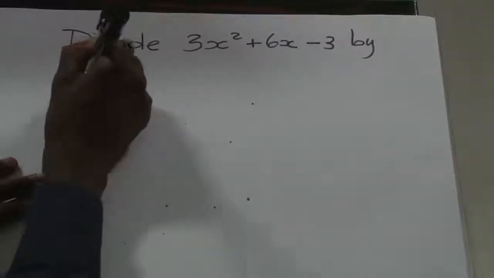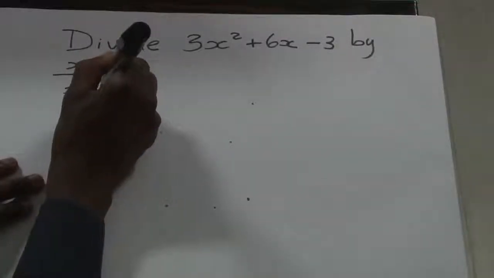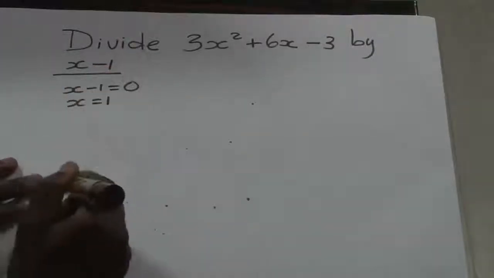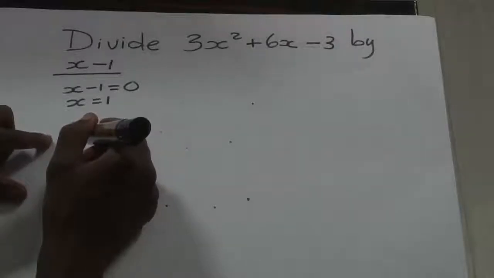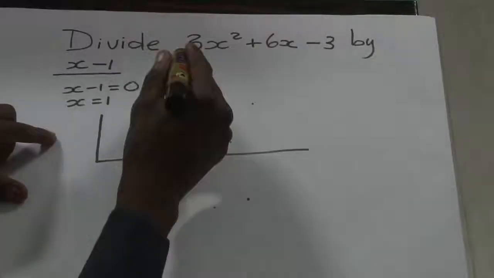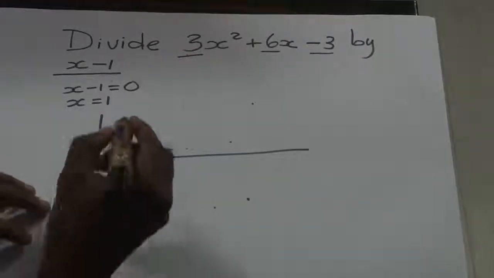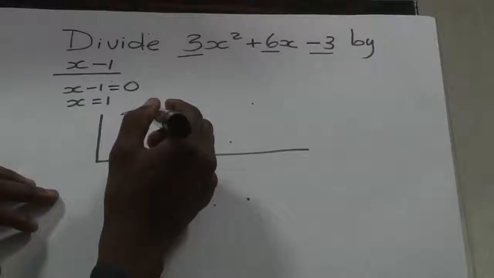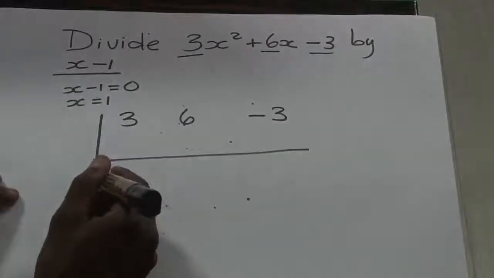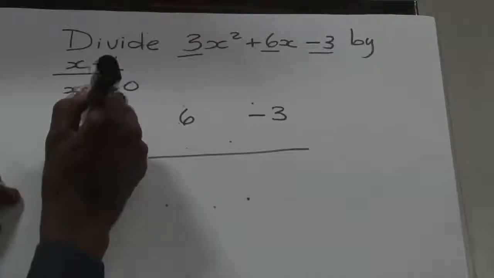So for synthetic division, you take the factor which is x minus 1. You say x minus 1 is equal to 0, and then you get the 0 of that factor, so x is equal to 1. And then from there you make something like a square like this, and then take the numbers in what you have to divide. So you write a 3 there, you write a 6 there, and then a negative 3 there. And then you take the 0 factor, which is 1, so you put a 1 there.